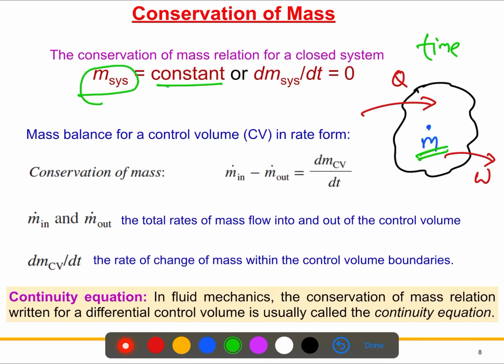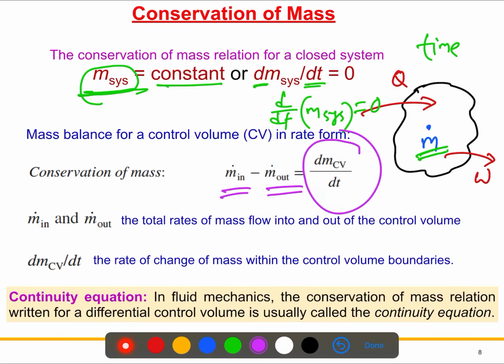So that means dm/dt, the rate of change of the mass inside the system, is actually zero. It's constant. When the mass inside the system is constant, the rate of change of the mass inside the system is zero. In other words, as I said earlier, we can say the mass in and the mass out will be just the rate of change of the mass of the total control volume.